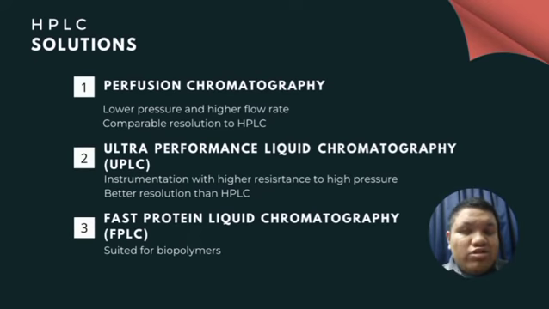These are some solutions that can be used to overcome the limitations of HPLC. Previously, flash chromatography had lower pressure and higher flow rate than HPLC, but produced comparable resolution. UPLC, or ultra-performance liquid chromatography, has instrumentation with higher resistance to high pressure and also offers better resolution than HPLC. Finally, fast-protein liquid chromatography is more suitable for biopolymers.